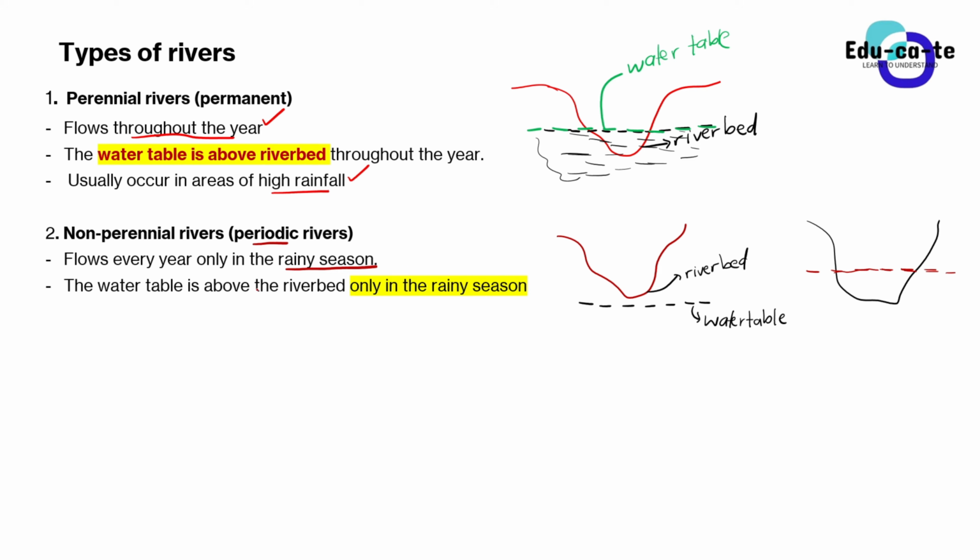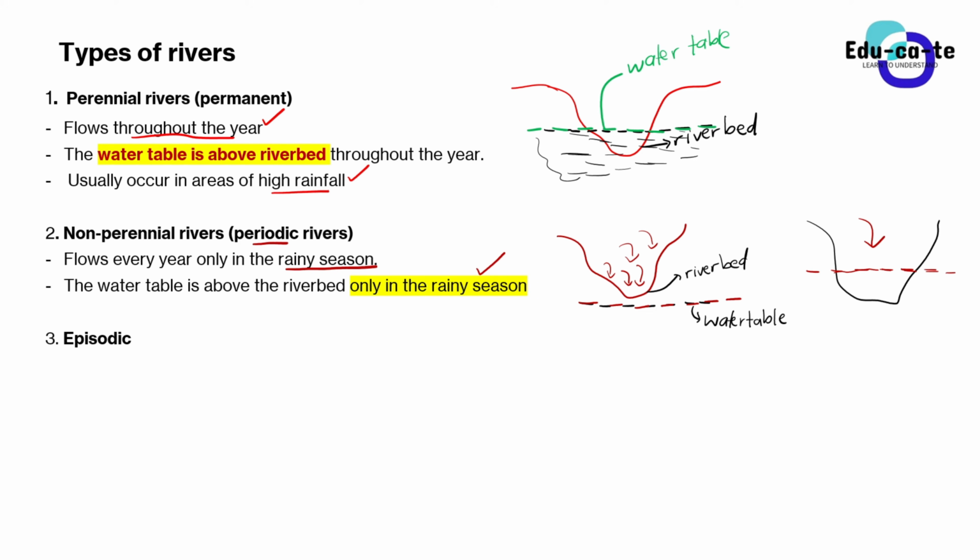So in a sense, the water table is only above the riverbed when it's a rainy season, when there's a lot of rainfall. Otherwise, during the dry season, the water table will be below the riverbed. The water table will not be able to intersect the riverbed, causing the river to be empty and not have any water during the dry seasons, but only to have water during the rainy seasons. So it's known as a periodic river. It only depends on rainfall. When it is raining, that is when it flows.